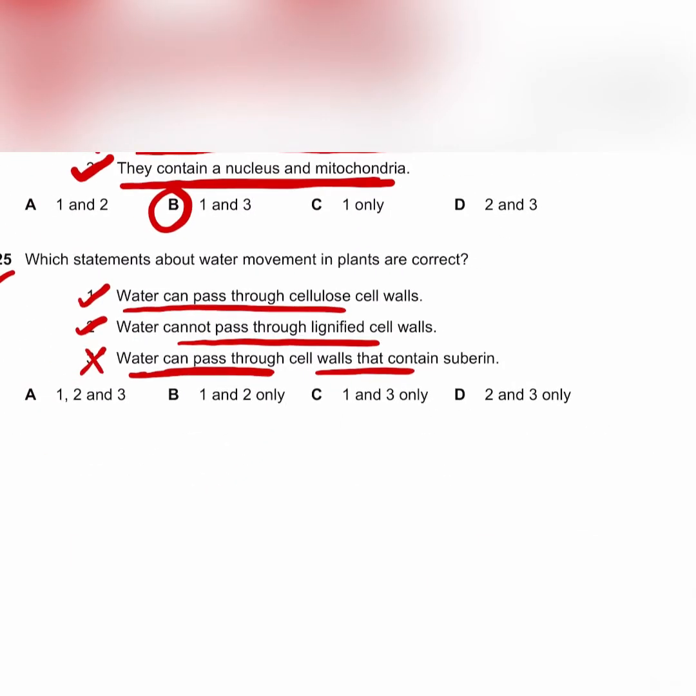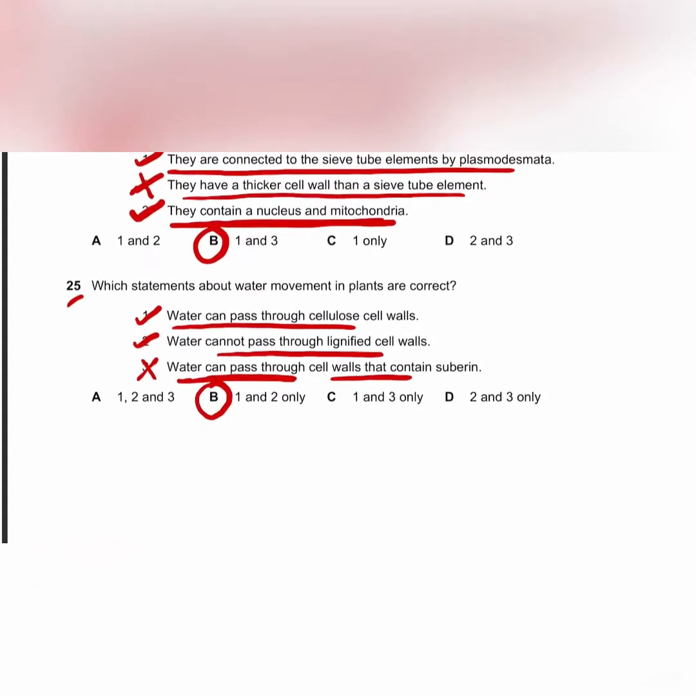Always remember that water cannot pass through the lignin and the suberin. However, water can pass through the cellulose. So the answer is B, 1 and 2 only. 3 is wrong.